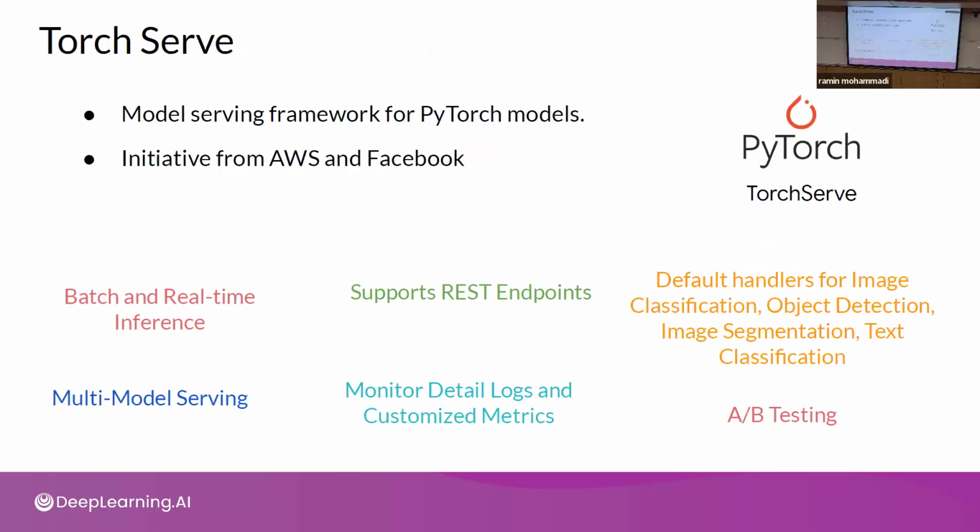Now, the last one I think we have is from PyTorch. It's called TorchServe. TorchServe is from AWS and Facebook. It supports batch and real-time multi-model serving. It supports REST endpoints. It has monitoring. And one of the interesting things, I don't know if TensorFlow or others have that, is that TorchServe has A/B testing, which is pretty neat if you have a series of models and you want to see which one is better. And it can handle different types of data.